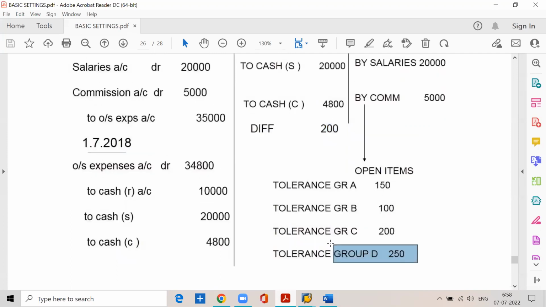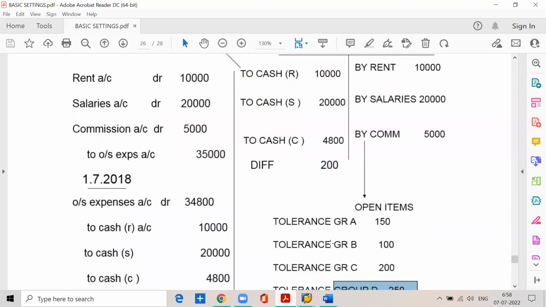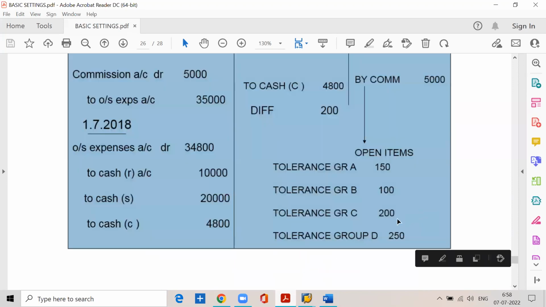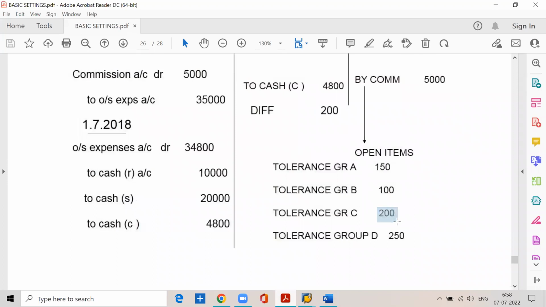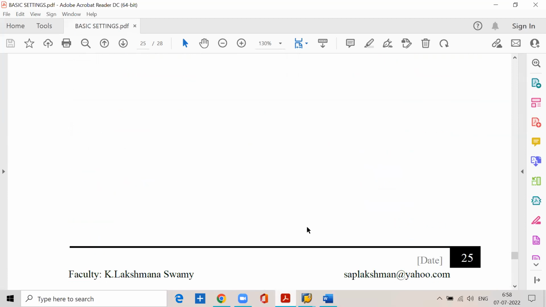So with the help of the tolerance groups, the system can decide whether the balances in this type of GL accounts will be transferred to balance sheet or P&L account. At any point of time, say, today we have assigned group C. After some time, if you want to assign group A, we can change it. So based on the requirement, we can change the tolerance groups in the GL accounts at any point of time. That is the use of the tolerance groups.